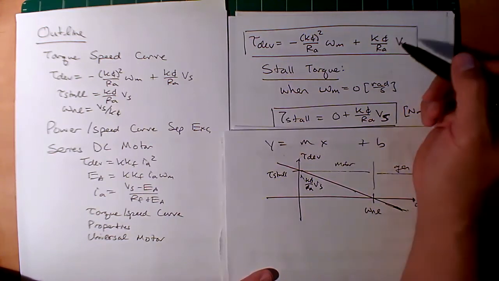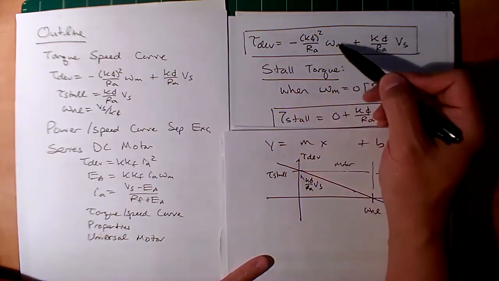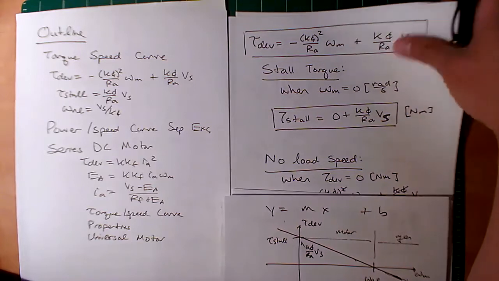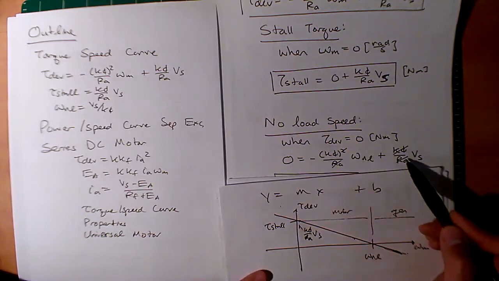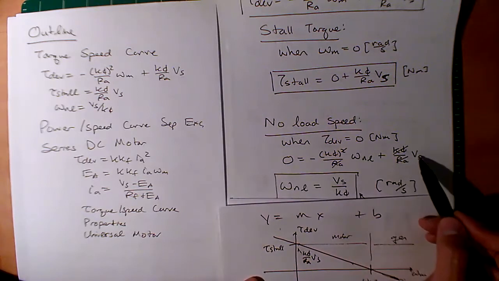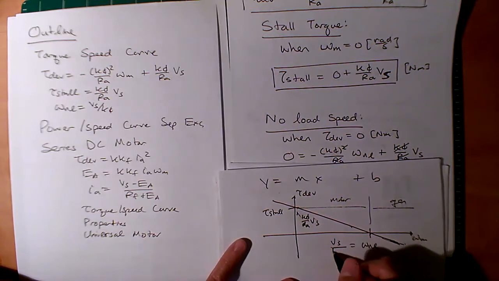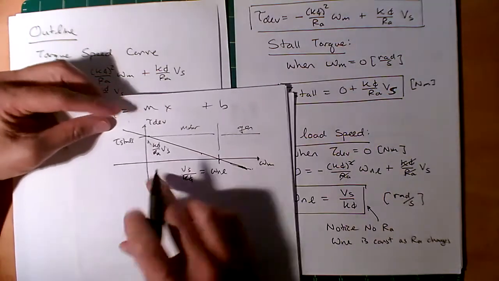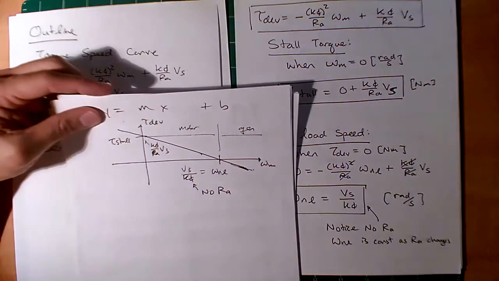Now, what happens when the torque is 0? Over here at the no load speed, what is the speed? That's a pretty straightforward equation to solve. We can set the torque to 0 on the left and solve for the no load speed. The Ra's cancel, one of the k phis cancels, and you're left with Vs divided by k phi. So this is Vs divided by k phi. What I want you to notice is that on this side you do have an Ra, but here you have no Ra.